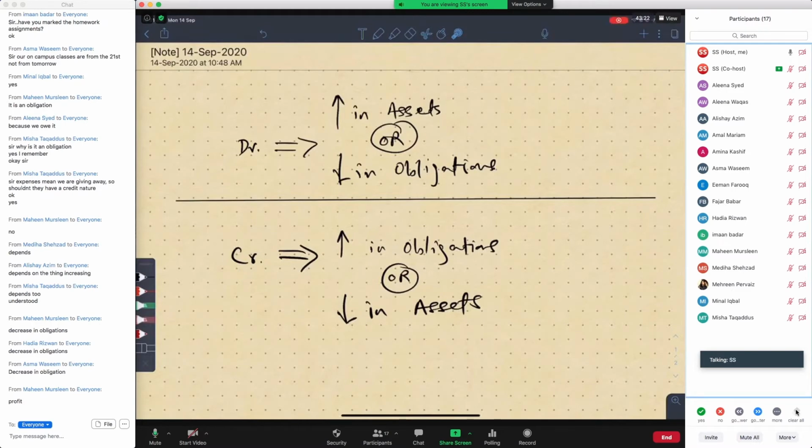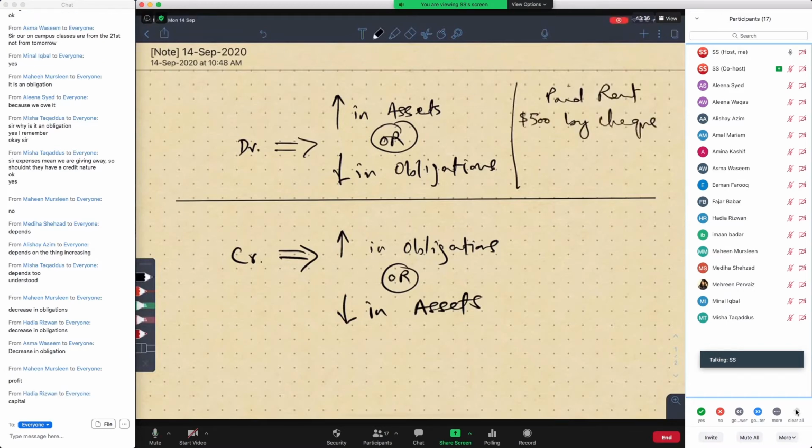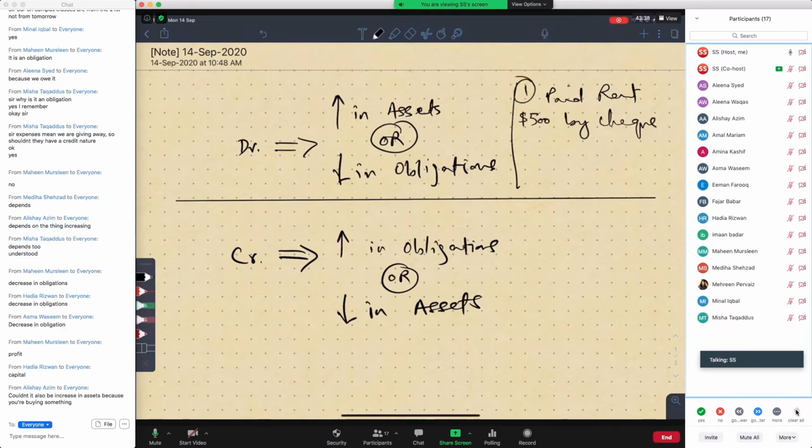Profit, for once. Let me give you an example over here. Paid rent by check, $500, let's say. So this is an example of an expense.